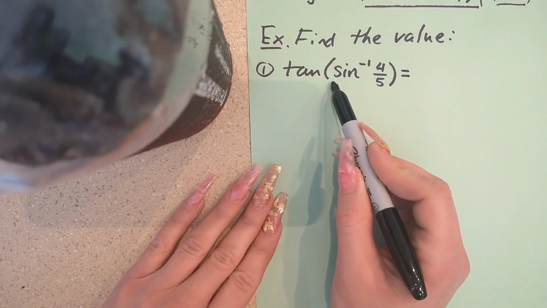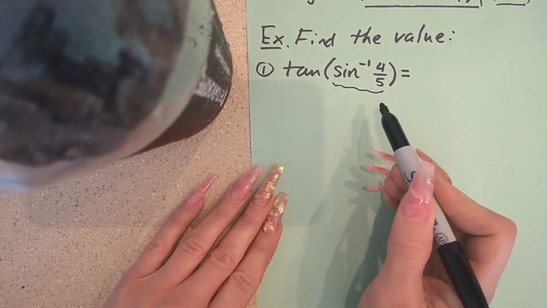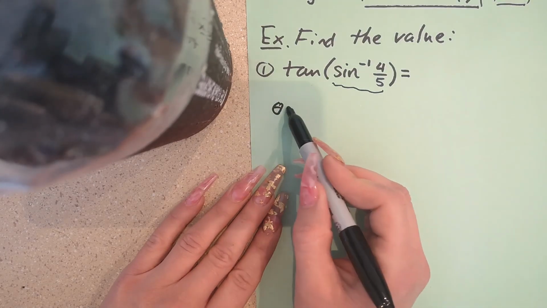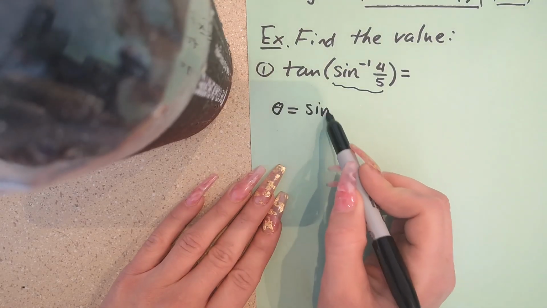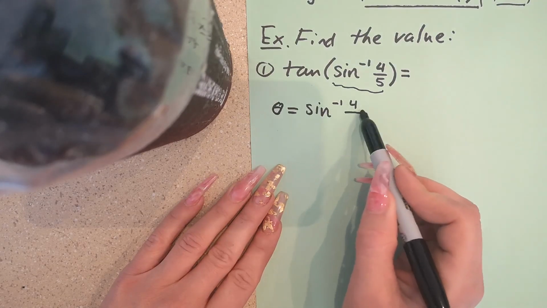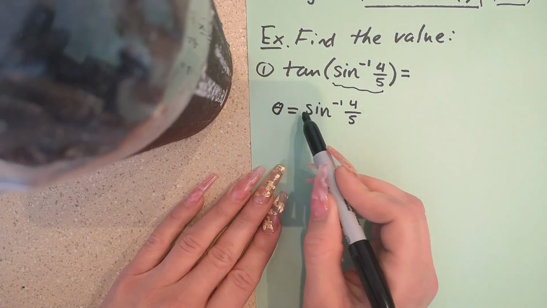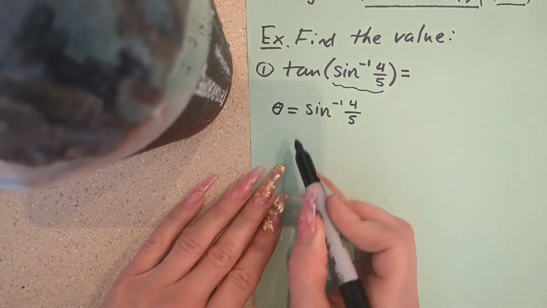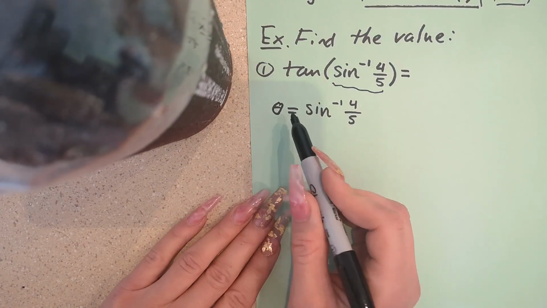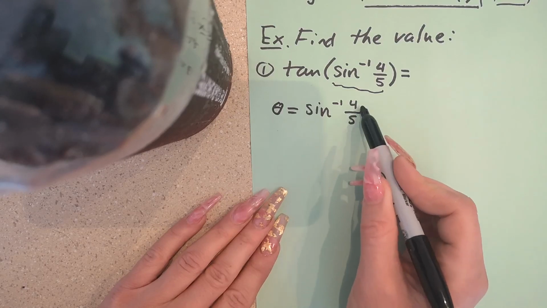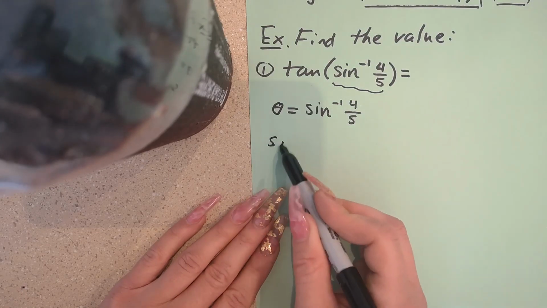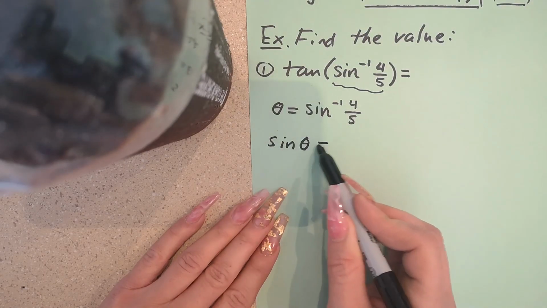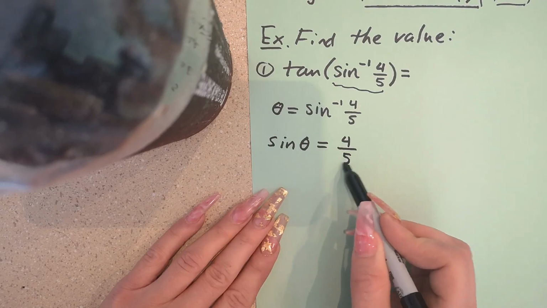So what I'm going to do first is look at the inner function here. So say theta is the angle that has, or theta is equal to the inverse sine of 4/5. In other words, theta is the angle that has a sine that is 4/5, or couldn't I say equivalently, the sine of the angle theta would be 4 over 5?